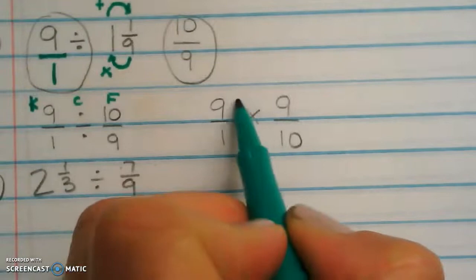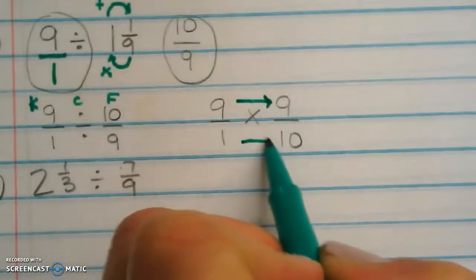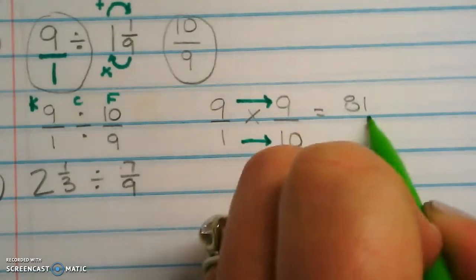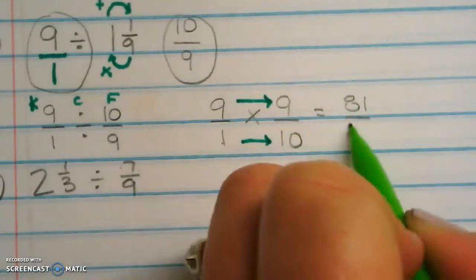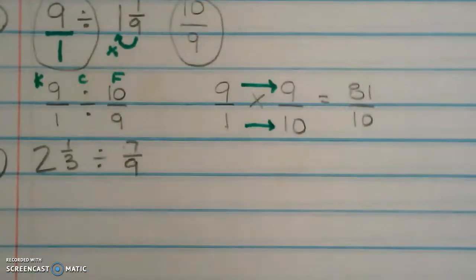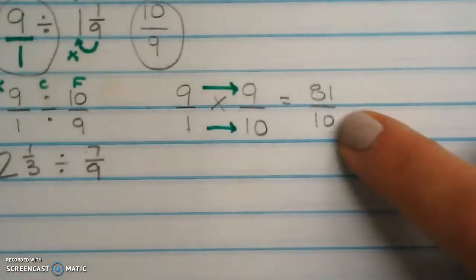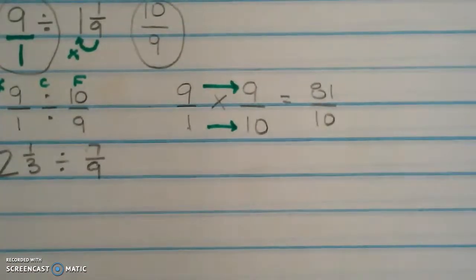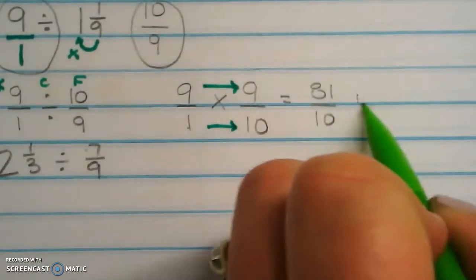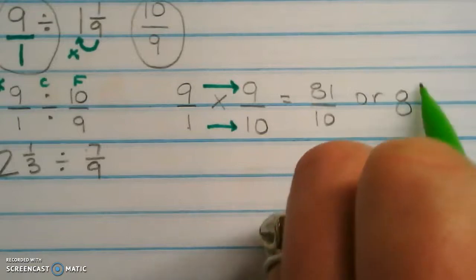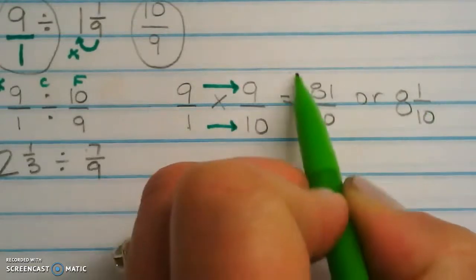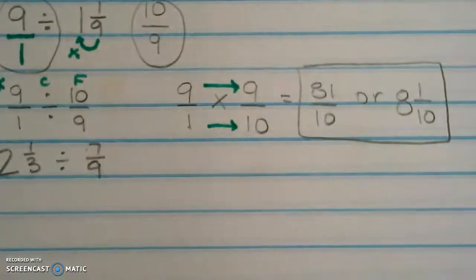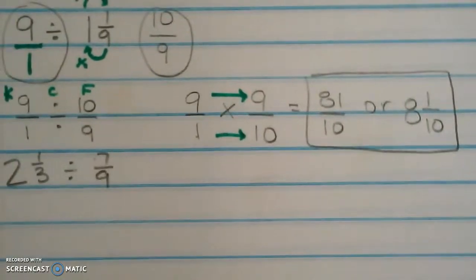So now, I'm just going to multiply straight across. 9 times 9 is 81, and 1 times 10 is 10. Now, you can leave it like that. A top-heavy fraction is totally fine. But if it bothers you, if you'd rather write it as a mixed number, you could write it as 8 and 1/10. Both of those are correct and are the correct answer to the problem 9 divided by 1 and 1/9.